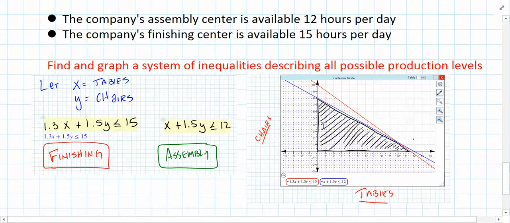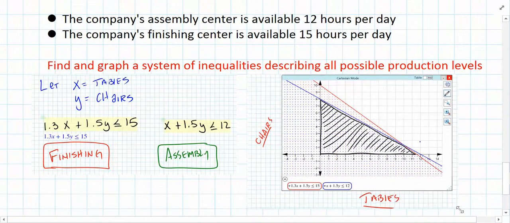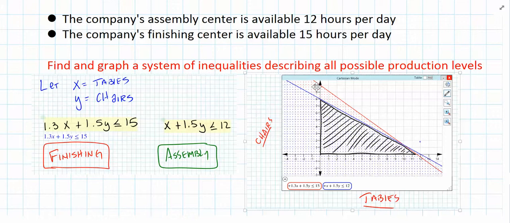Some of you might have your graph reversed, but I want to talk about what this region represents, okay? So what am I looking at inside this region? What are your thoughts on that? What does this mean? And by the way, there are two other inequalities at play here. What are they? Do you see them? Well, x is greater than or equal to 0 and y is greater than or equal to 0, because you can't assemble negative chairs and you can't assemble negative tables, theoretically speaking, okay? Or practically speaking, I suppose.